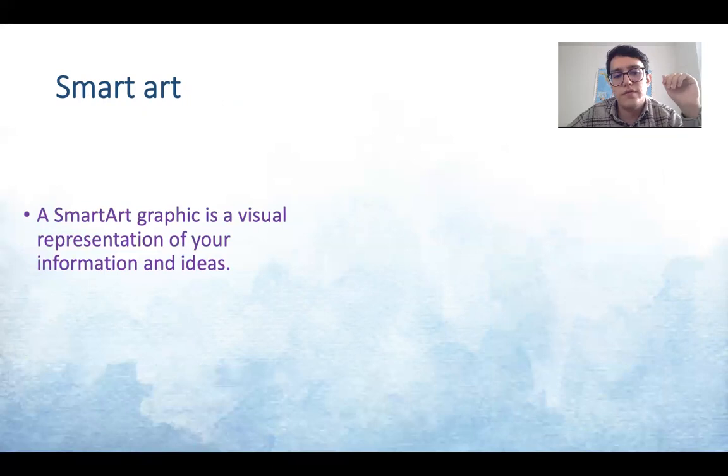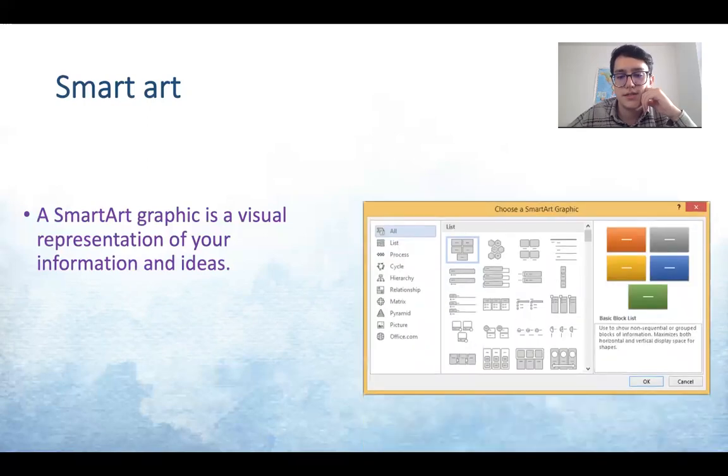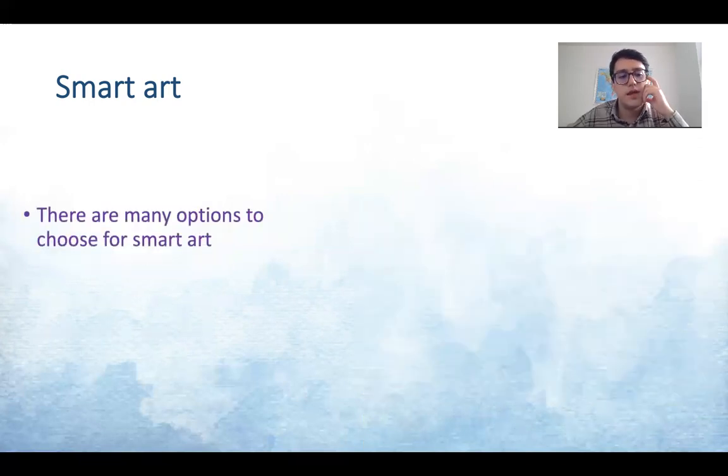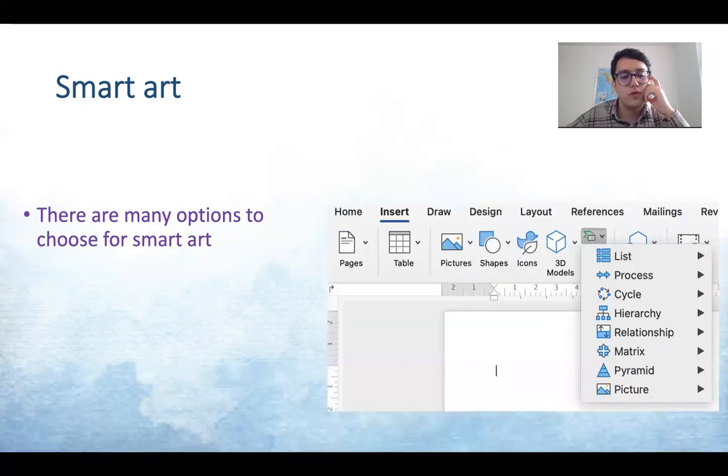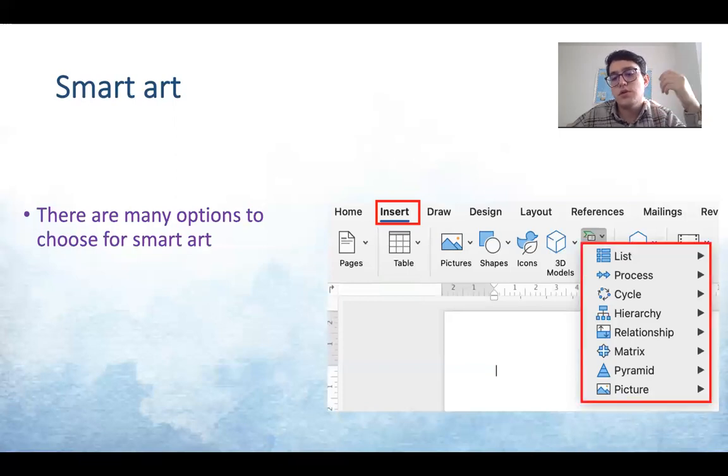A smart art graphic is a visual representation of your information and ideas. So it visualizes what you are thinking. It helps it to look more attractive. So instead of writing one whole page, if you use one or two visualizations using smart art, maybe it's easier to understand your writing and your ideas. There are many options to choose from for smart art as well. So you just go to insert, you go to smart art, and you can choose so many options for your smart art.